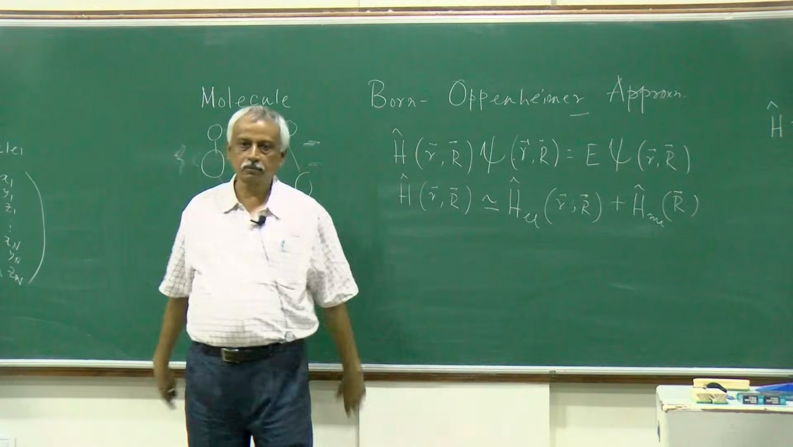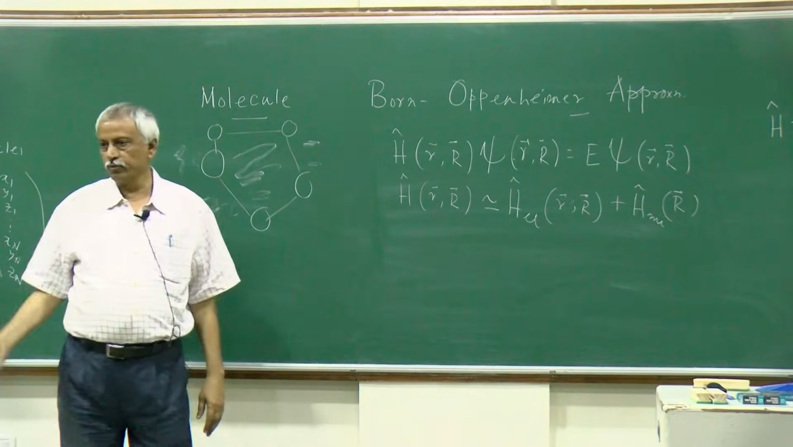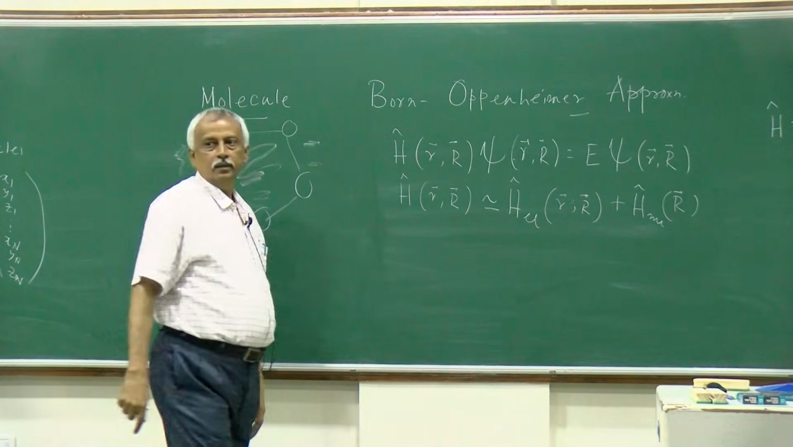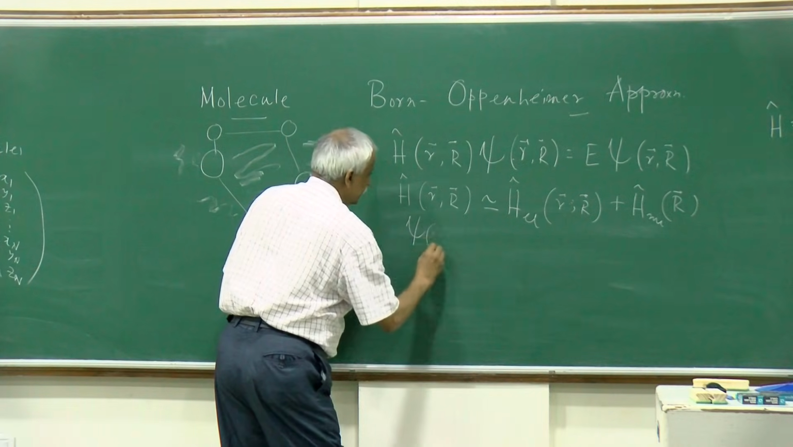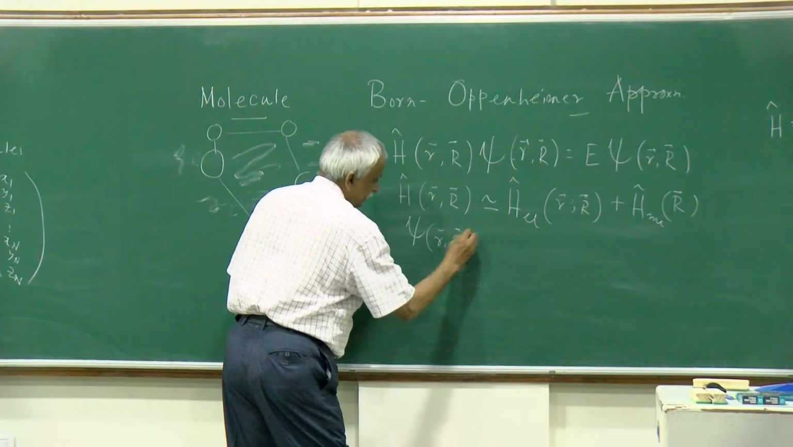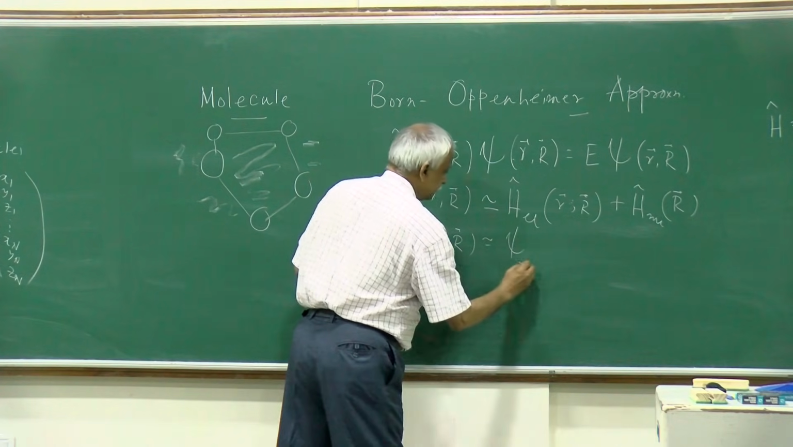They are all smeared out, because the nuclei have much slower motion by the time the electrons have undergone many such motions. And the corresponding wave function, obviously, if the Hamiltonian is additive, the wave function would be multiplicative.